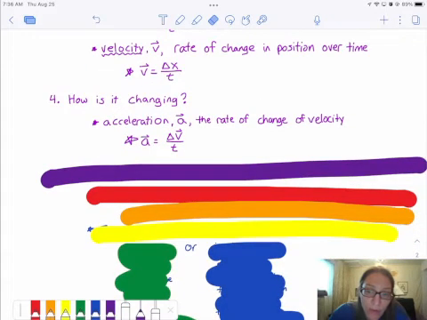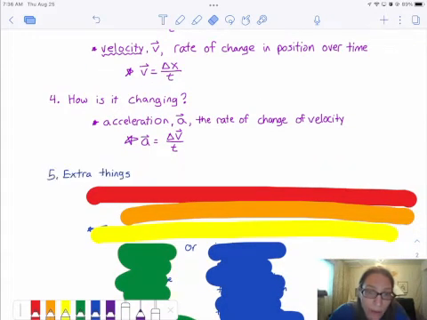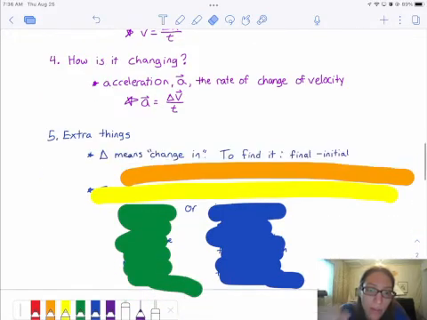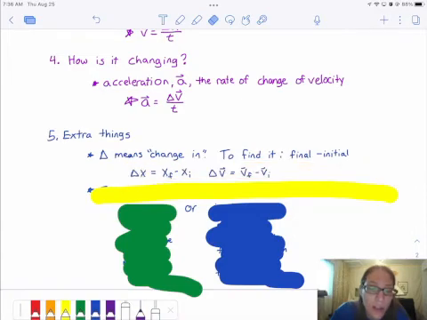Some extra little pieces of information to wrap it up. We'll talk more about those equations and how to use them a little bit later. Remember that the little triangle in front of things means we're talking about a change in, and to find it, you take the final minus the initial. For the change in position, it's the final position minus the initial position. And to find the change in velocity, it's the final velocity minus the initial velocity.